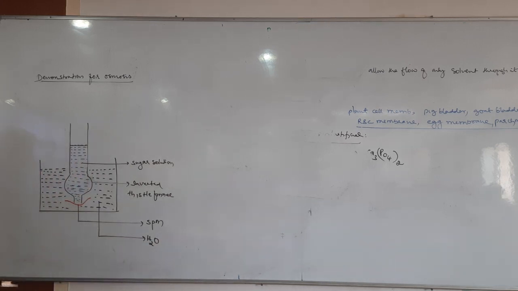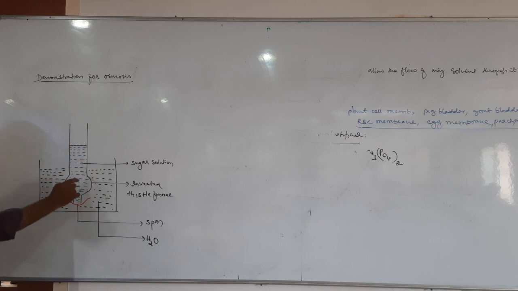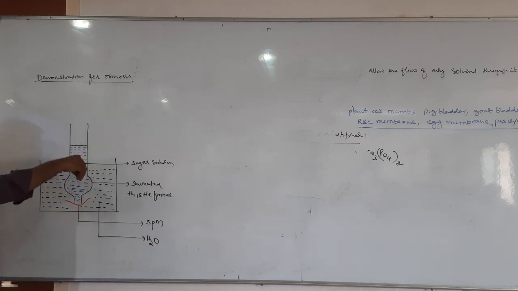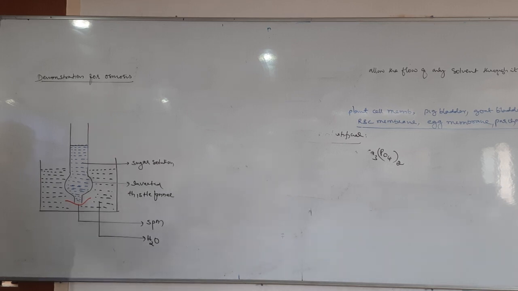Now tell me, consider an inverted thistle funnel containing concentrated sugar solution and its mouth is tied with semi-permeable membrane. Now this inverted thistle funnel is placed in a beaker containing water. Now tell me whether osmosis takes place or not. Osmosis takes place. So what is osmosis? The flow of the solvent molecule from solvent compartment to solution compartment through the semi-permeable membrane.